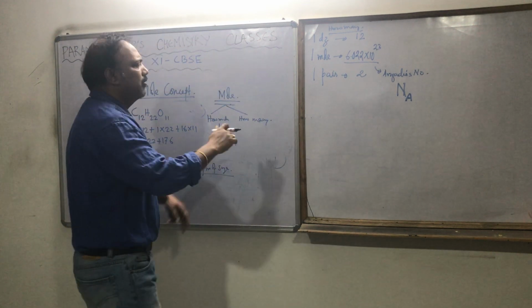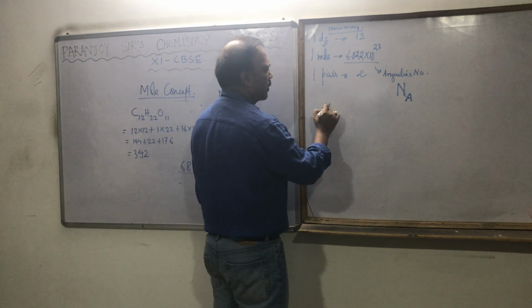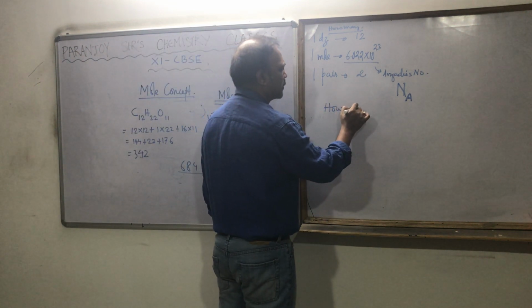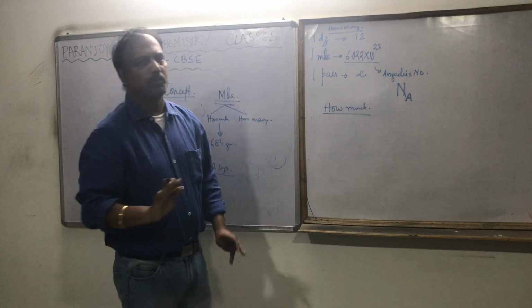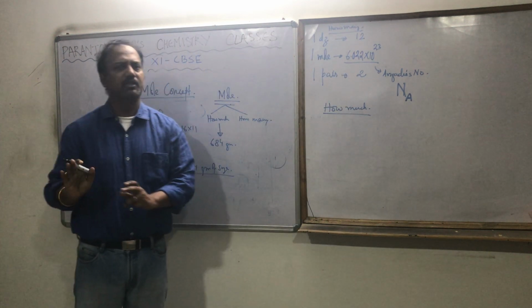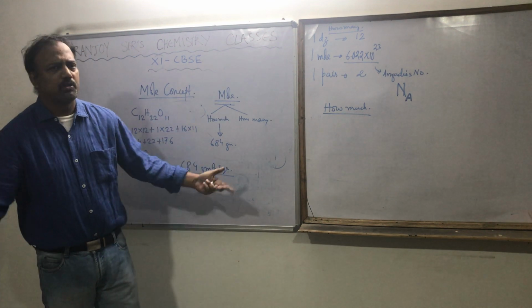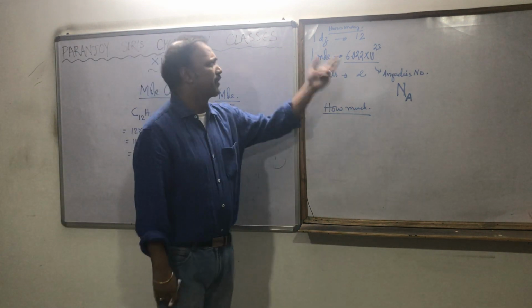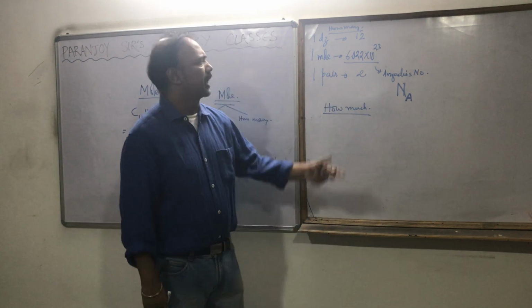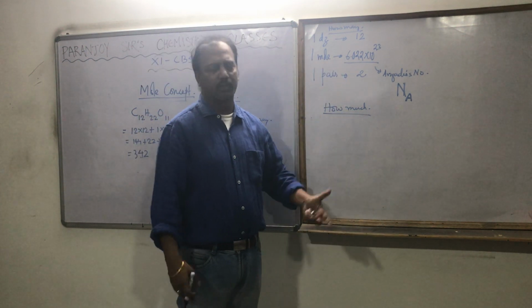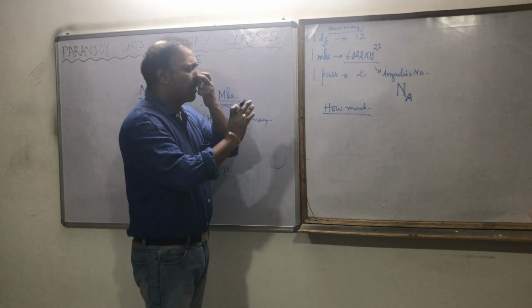Now, you understood that 1 mole of anything means how many of that. So if I ask 5 moles, how many can you understand? Just 5 into this. 5 dozen means 5 into 12. 5 pairs means 5 into 2. Just like that. 10 moles means 10 into this.